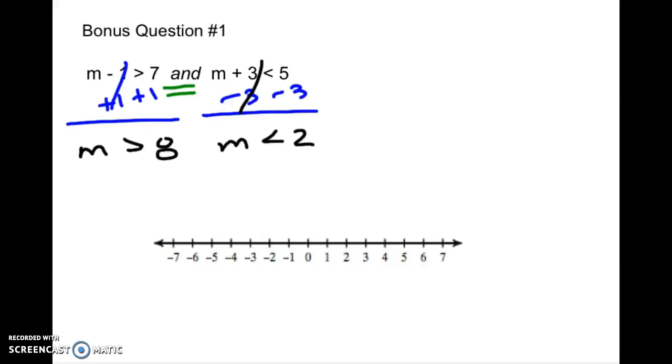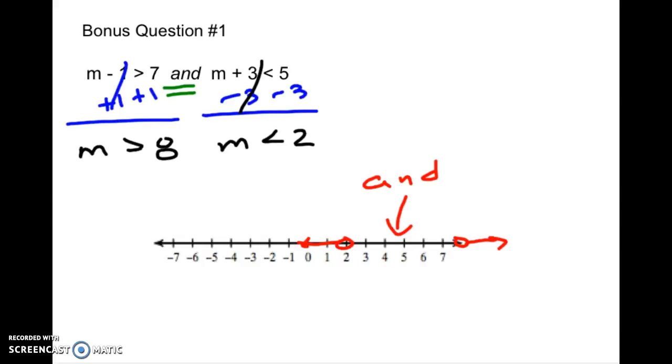And we're looking for the numbers that are going to be greater than 8 and less than 2. So greater than 8 out here and going to the right. Less than 2, open circle there going to the left. Remember, with this being an and, we want the overlap, we want the stuff in the middle.